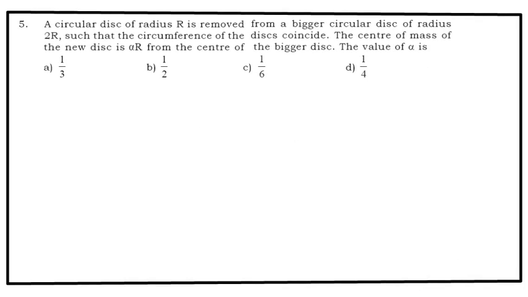This is problem number 5. A circular disc of radius r is removed from a bigger circular disc of radius 2r such that the circumferences of the discs coincide. The center of mass of the new disc is alpha into r from the center of the bigger disc. The value of alpha is, the options are given in front of you.